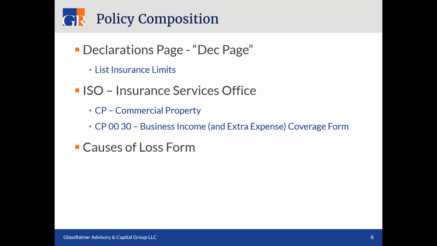And then we're going to take a look at a cause of loss form, which could be a good starting point for you to understand whether a business owner has coverage available for a given event.